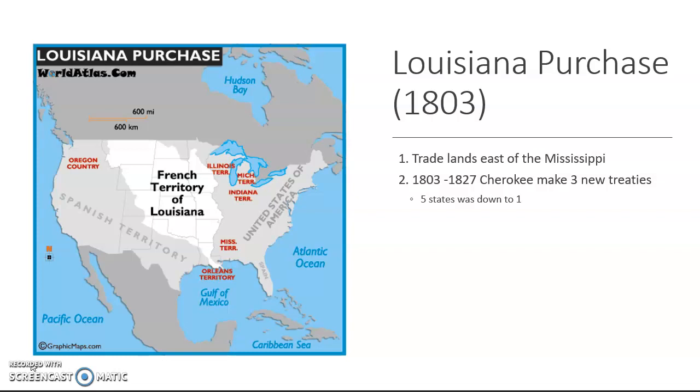Between 1803 and 1827, the Cherokee make 3 new treaties, ceding a large portion of their land. Their land originally covered about 5 states, or territories within 5 states, and by 1827, their territory was now within the area of Georgia, and Georgia alone.